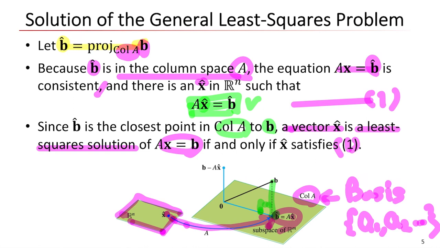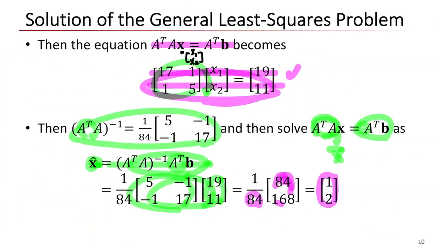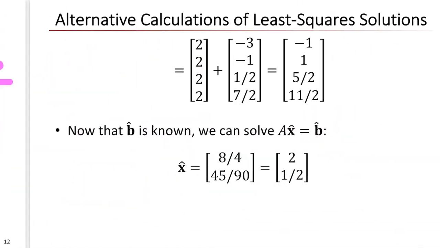So in here, we already know that by using the P hat, we can find out X hat as well, right? So it means that if we can find the orthogonal projection of the vector B onto the column space of A, then we can easily find this X hat, right? So in here, let's use this strategy.